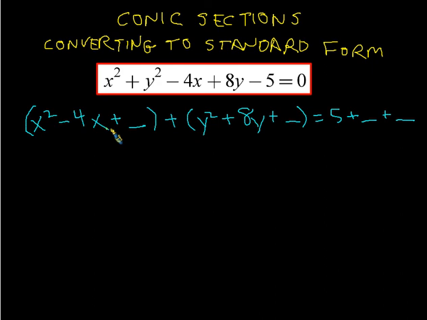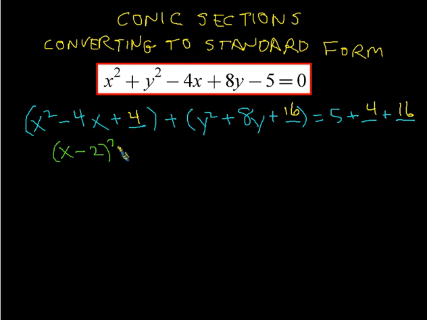And hopefully you agree with me that what goes in this blank is going to be a 4, positive 4, because we take this 4 divided by 2 and then we square it. And then hopefully you agree with me that what goes in this blank is 16, because we take this 8 divided by 2 and then square it. And then to balance this out, we'll also add the 4 and we'll add the 16 onto the right as well. Now, in our next step, we should be able to go ahead and complete the square here. We'll write this as a binomial squared. That'll be x minus 2 squared.